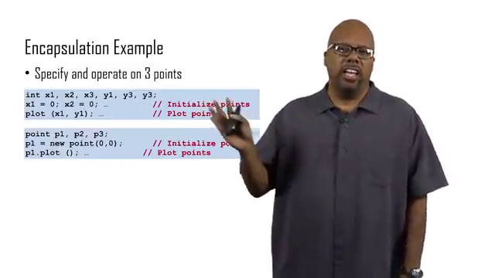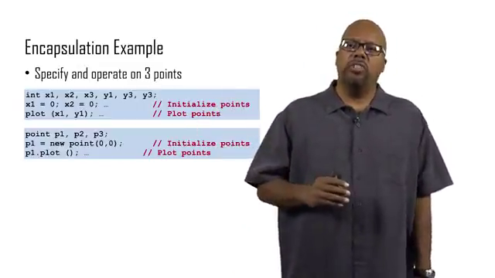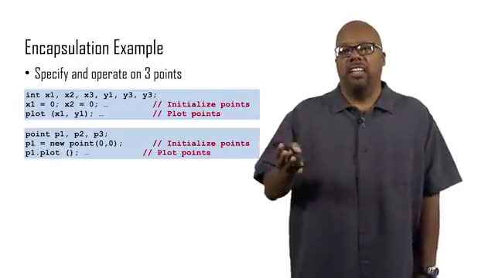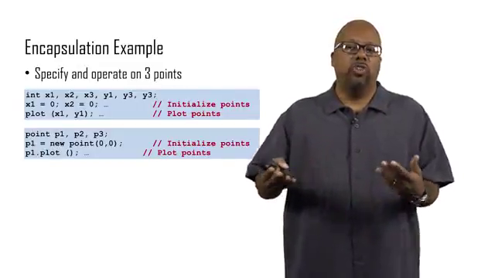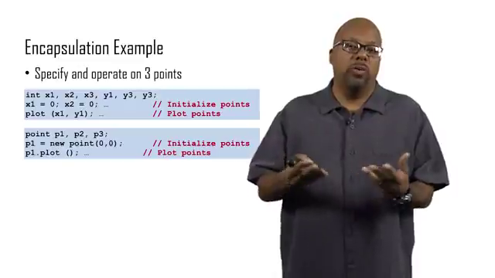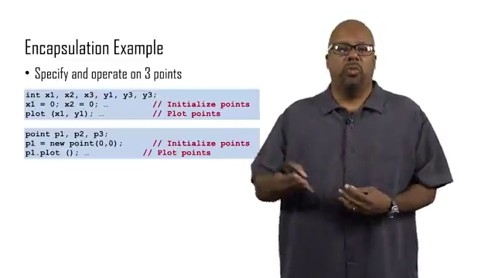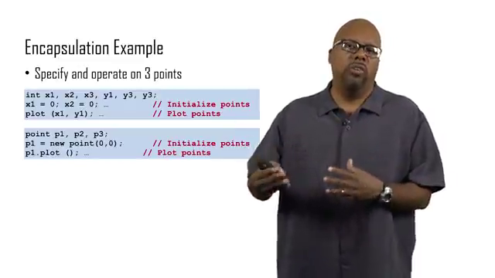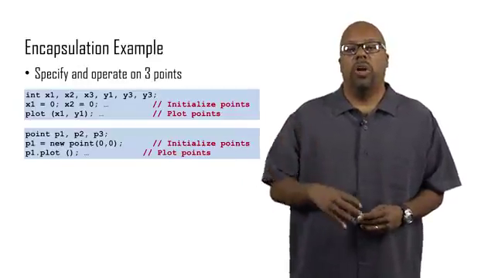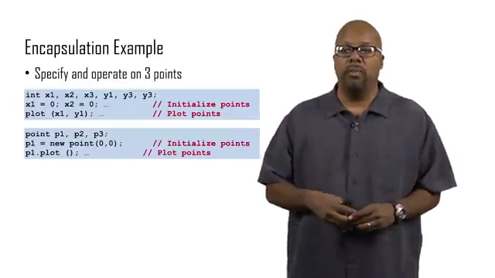Then the next line, I initialize them to zeros or whatever I want to initialize them to. And then I call this function plot, and it takes x and y, the x and y coordinates that I want to plot. So I would call plot x1, y1, then call plot x2, y2, and so on. So that's one way that you could represent these 3 points and plot them.